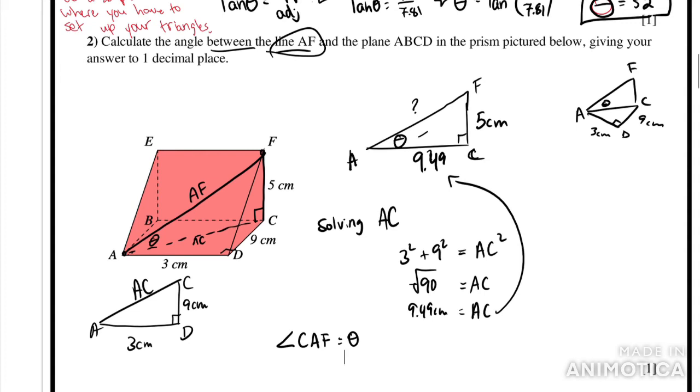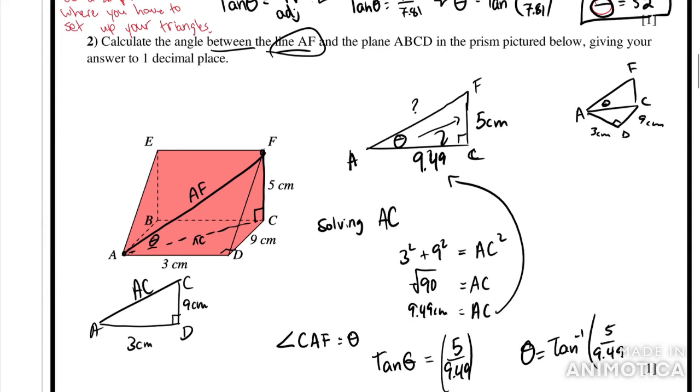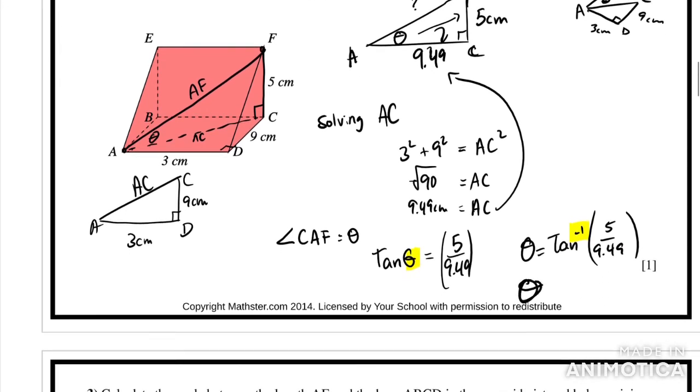And now I'm looking, and again, I have opposite and adjacent, so I'm still looking at tan of theta is equal to 5 divided by 9.49. So theta is equal to inverse tan of this. And the trick is, I'm solving for an angle, so I'm going to be using inverse tan. If you're solving for a side, you don't have to use inverse, you're just using sine, cosine, or tan. And this gives me a value of theta equal to 27.78 degrees. So answer number 2.